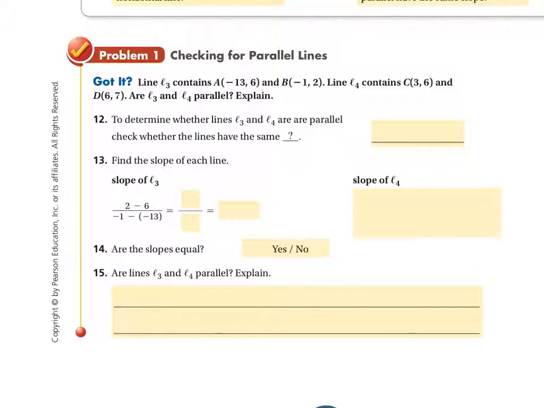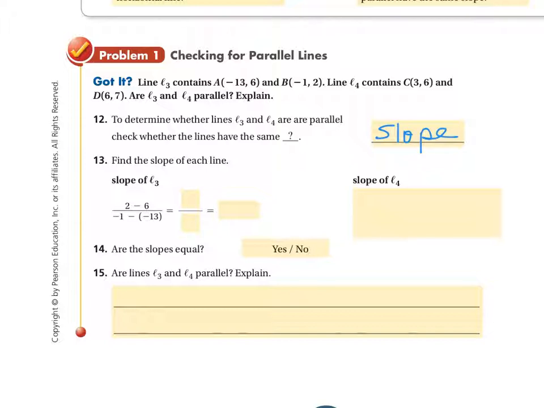Okay, problem 1. We're going to check for parallel lines. So line 3 contains point A, -13, 6, and B, -1, 2. Line 4 contains C, 3, 6, and D, 6, 7. Are lines 3 and 4 parallel? And explain. So number 12, determine whether the lines 3 and 4 are parallel. Check whether the lines have the same slope.